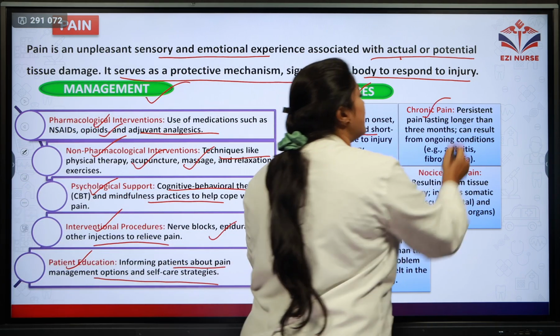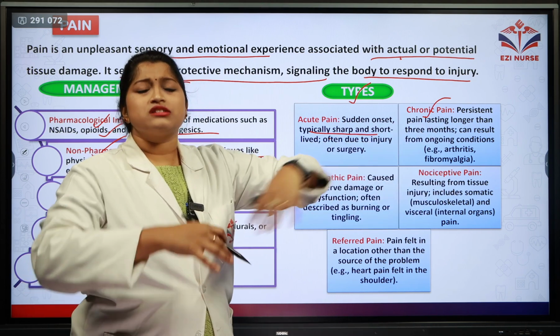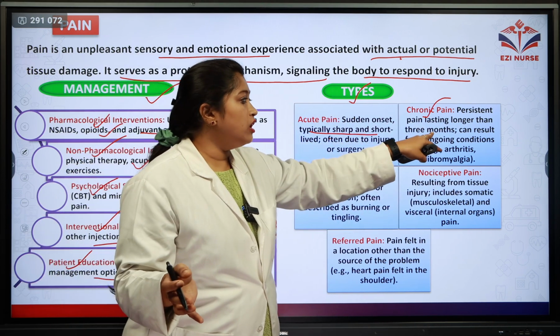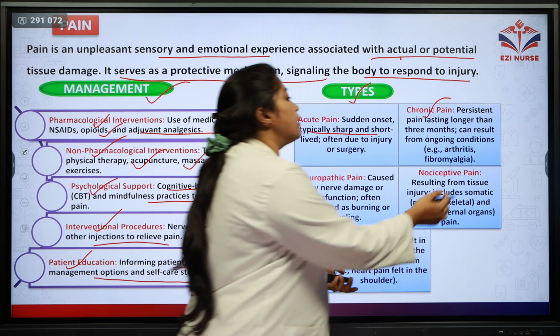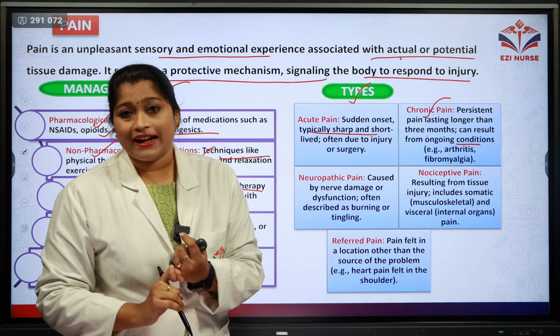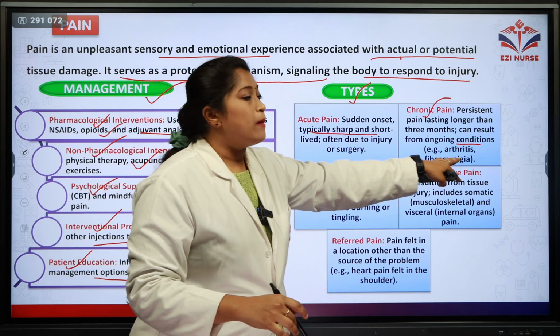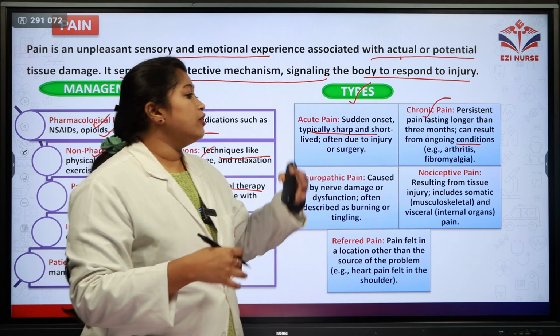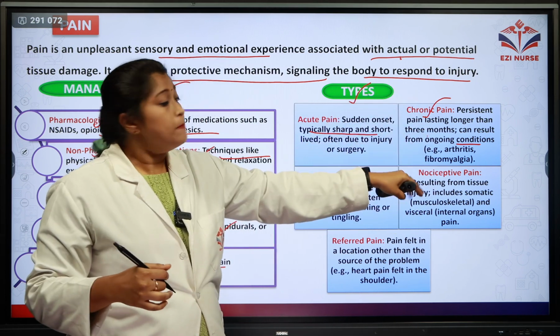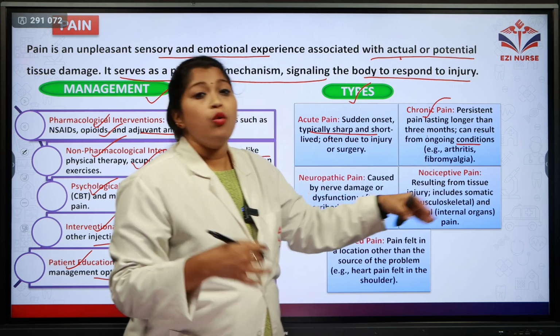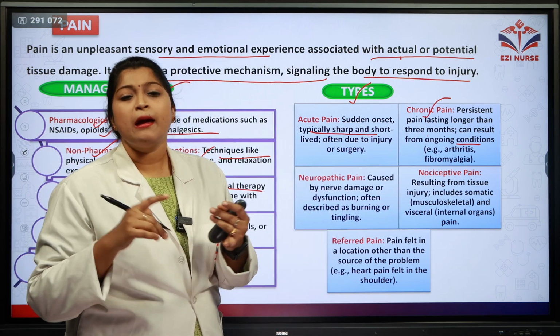Next is chronic pain. There is persistent pain. There is long-term pain lasting longer than 3 months. It can result from ongoing conditions like arthritis and also fibromyalgia. This is where certain muscles are getting the pain. So these are chronic pain, which stays for more than 3 months.